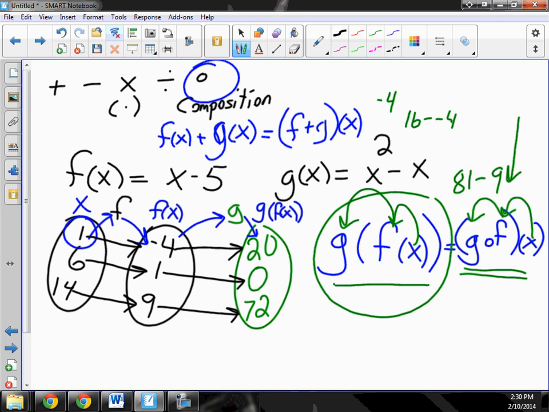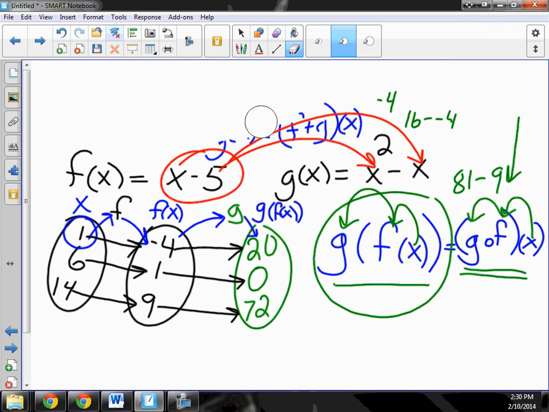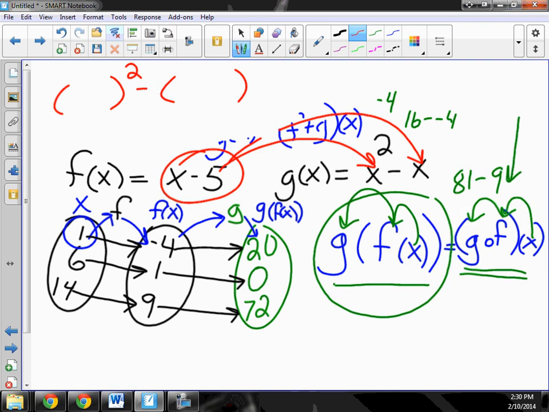I need to plug the function into the other function. So I need to take f of x, this, and plug it in to g of x. You don't multiply it in, you replace the x's with the other function. So g of x is something to the second minus that same something. X squared minus x. But when I plug in f instead of x, I'm going to use x minus 5.